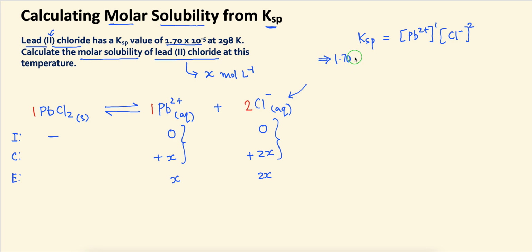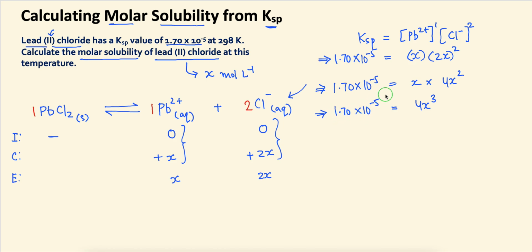So Ksp is 1.70 times 10 to the minus 5, which is equal to x, right? And this is 2x whole square. Now let us solve this equation for x and simplify the right hand side first. So 1.70 times 10 to the minus 5 is equal to x times 4x square, right? Let's multiply these two, which will give us 4x cube, and the left hand side remains the same. We want to get rid of this 4, so let's divide both sides by 4. This 4 cancels this 4, and we have only x cube on the right hand side, which gives us 4.25 times 10 to the minus 6 equal to x cube, right?